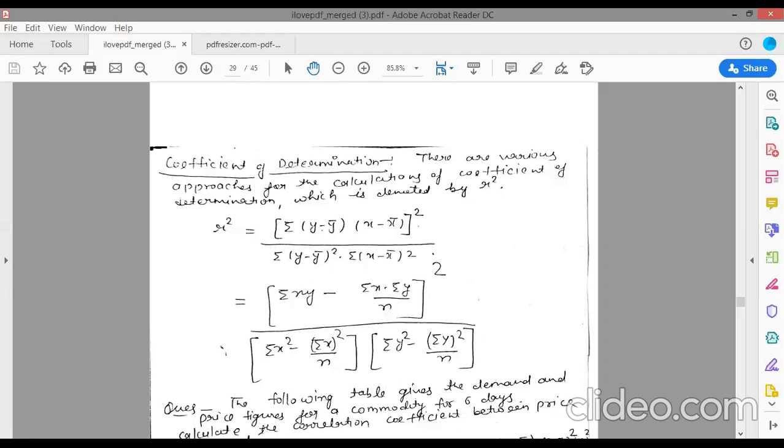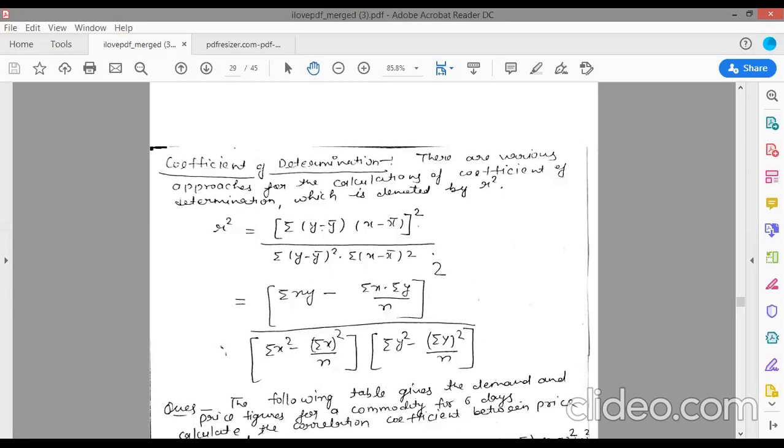In the previous session, I had already discussed the Karl Pearson coefficient of correlation, and it is a very important topic. Just learn this topic because an 8 marks question will be asked in your final semester exam in MDU Maths. So prepare the Karl Pearson coefficient of correlation. Now there is another method, the third method, which is the coefficient of determination.